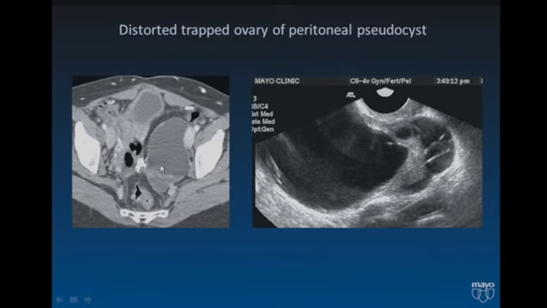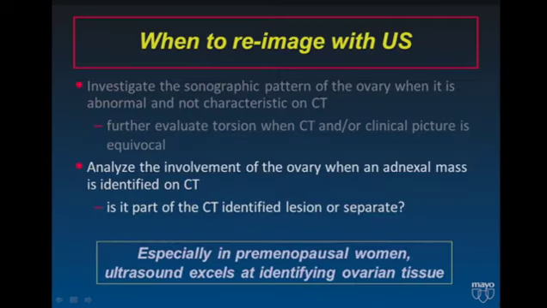The ultrasound was quite helpful to further establish that this is a peritoneal pseudocyst with the ovary trapped between fluid collections, distorted, with a follicle here you can see, but these collections with angulated margins were basically para-ovarian, indenting the ovary itself, and this is a pseudocyst. So I think that ultrasound reimaging is a very useful thing to do when we don't quite understand the involvement of the ovary when an adnexal mass is identified on CT. And especially in premenopausal women, ultrasound excels at identifying ovarian tissue and we should not hesitate to do an ultrasound to further evaluate the ovary.